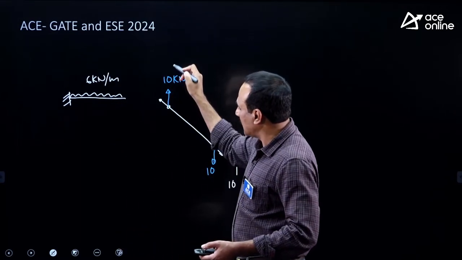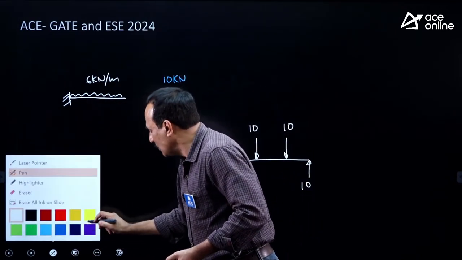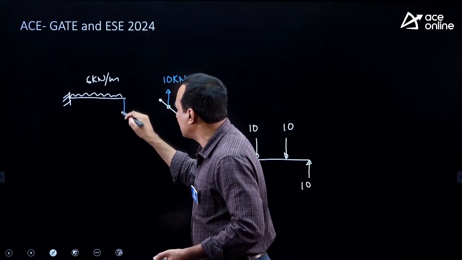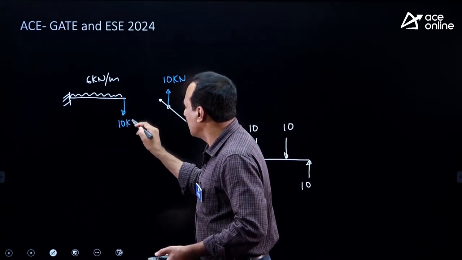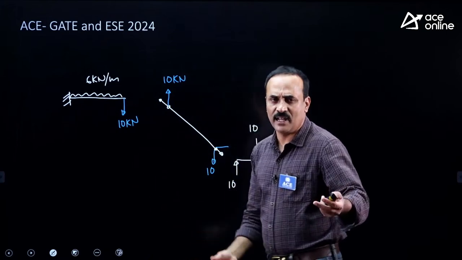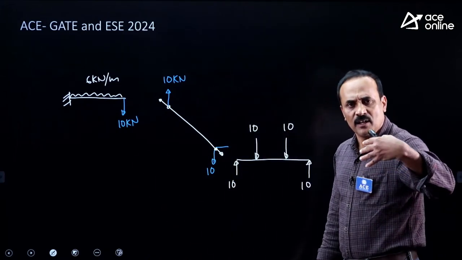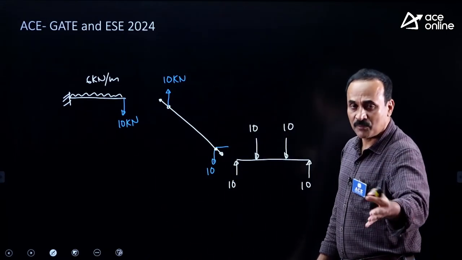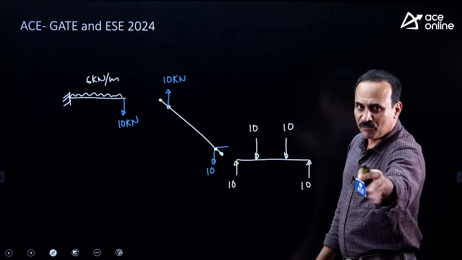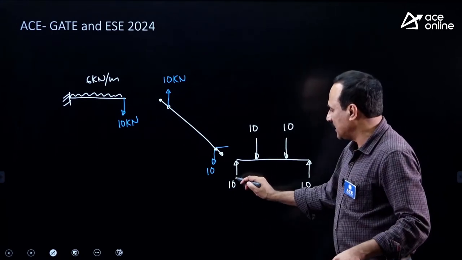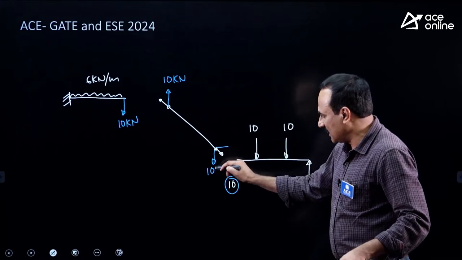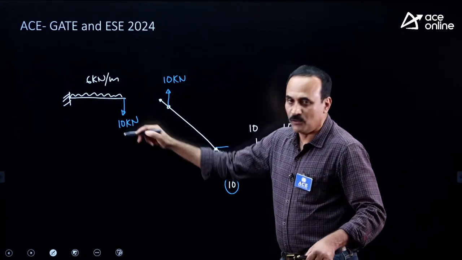As this reaction is upward, what Newton said, there will be a downward reaction of 10 kilonewton here. It is all action, reaction, action, reaction. Once you are thorough with free body diagrams, almost 80% of your work is done. So this is the reaction here upward. To balance that, downward, upward, downward.